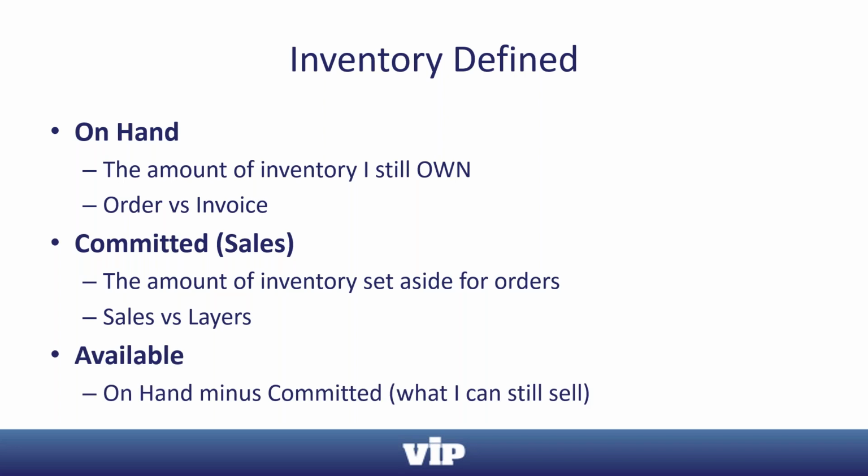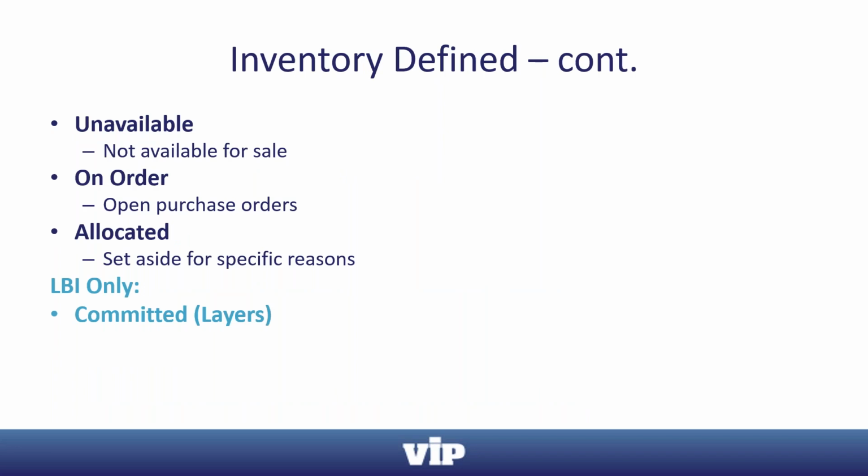What that then gives us is if we take the on hand and we subtract the committed from it, that's going to give us the available. So what I can still sell. So that's the number that really your salesmen are interested in seeing, or even, when you're managing out of stocks, what do you still have on hand to fill orders? There's a few other terms here. I'm not really going to go into those.